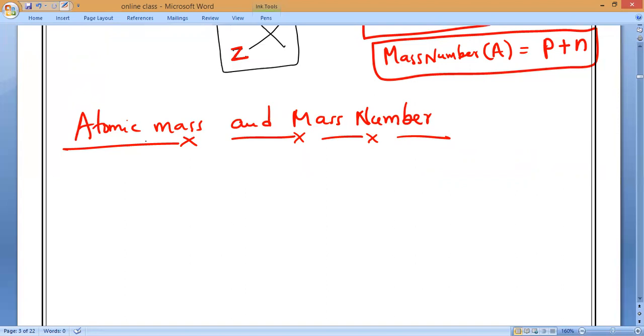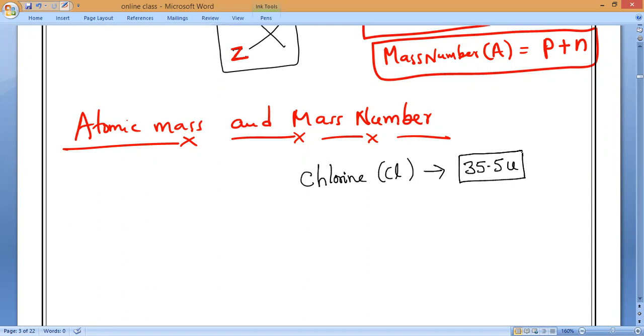Now, let us discuss atomic mass and mass number. In the last chapter you studied the atomic mass of chlorine. We used to say something. Can anybody tell me what that is? 35.5. 35.5 u, sir. So that is what we will discuss now.